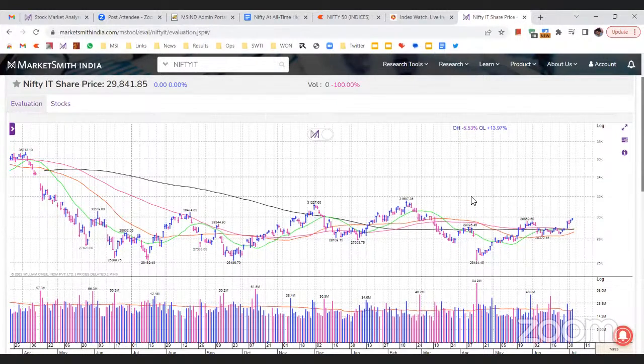But if IT stocks such as TCS, Infosys, HCL Tech, and other companies in the IT space pick up in terms of growth, definitely Nifty will edge further higher. Without the support of these major stocks such as Reliance, TCS, Infosys, Nifty was able to make a new all-time high. But just imagine what will happen to the index if the support is there from these heavyweight stocks. That is what I wanted to point out by looking at the Nifty IT.